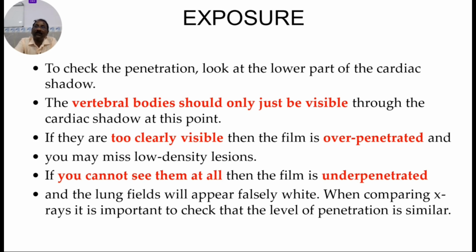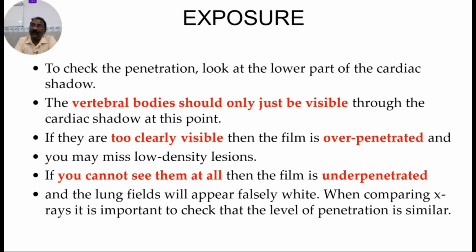When you are not able to see the vertebral bodies totally, they are just visible. So that is a good film. If they are too clearly visible, then it is over penetrated. Through the heart, you are able to see the spinous processes, vertebral bodies, etc. So that is over penetrated. If you cannot see them at all, then the film is under penetrated. So whether it is over penetrated or under penetrated, you concentrate on the vertebral bodies just behind the heart.